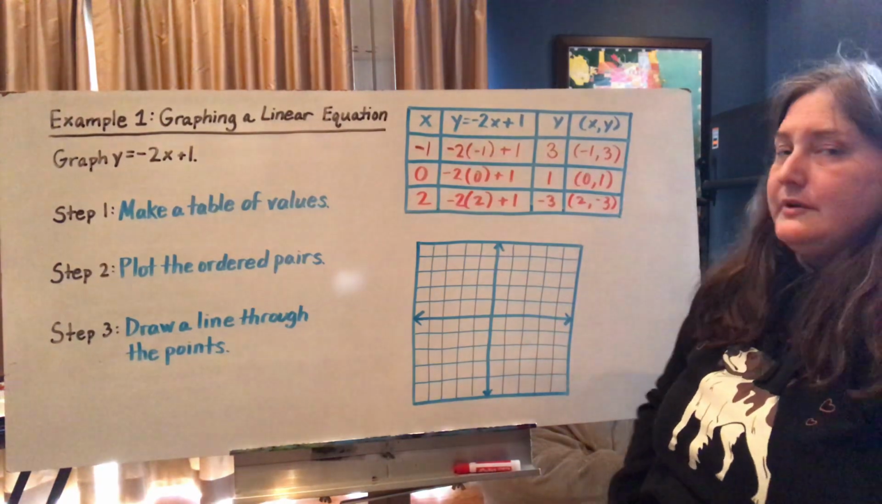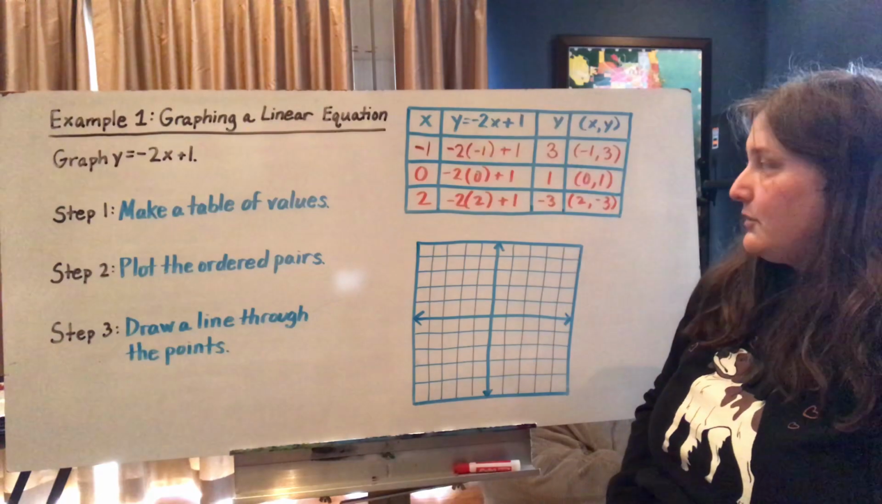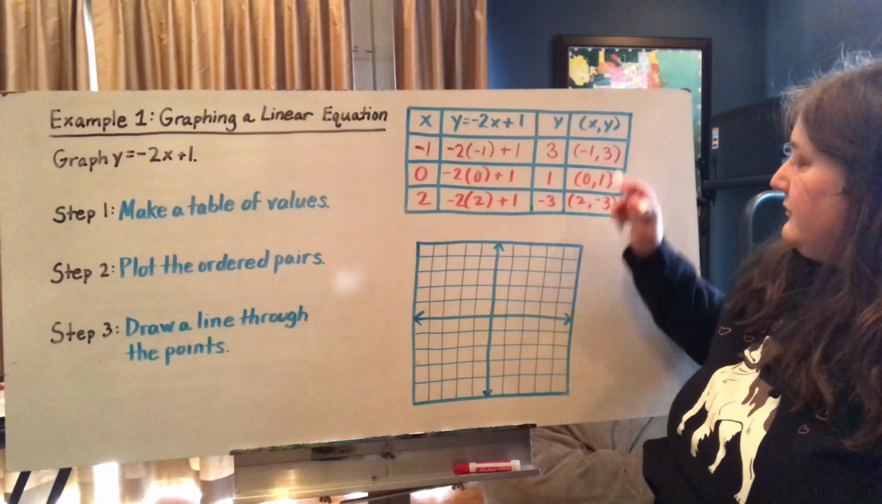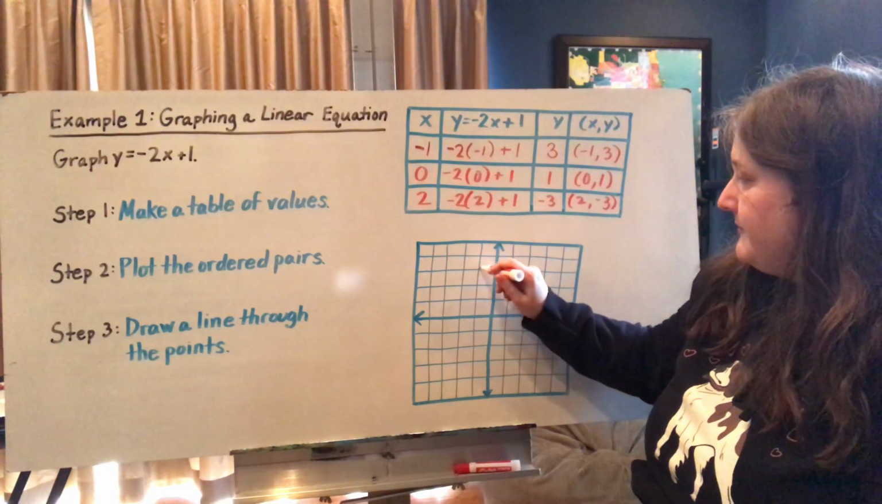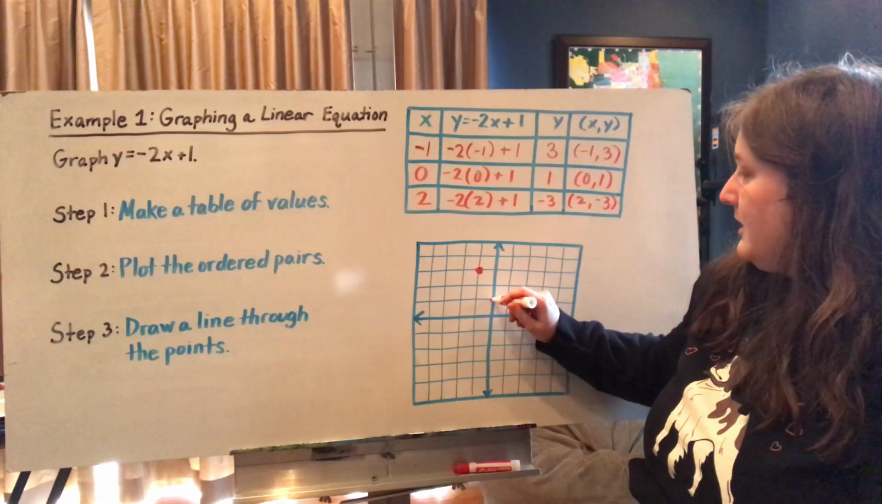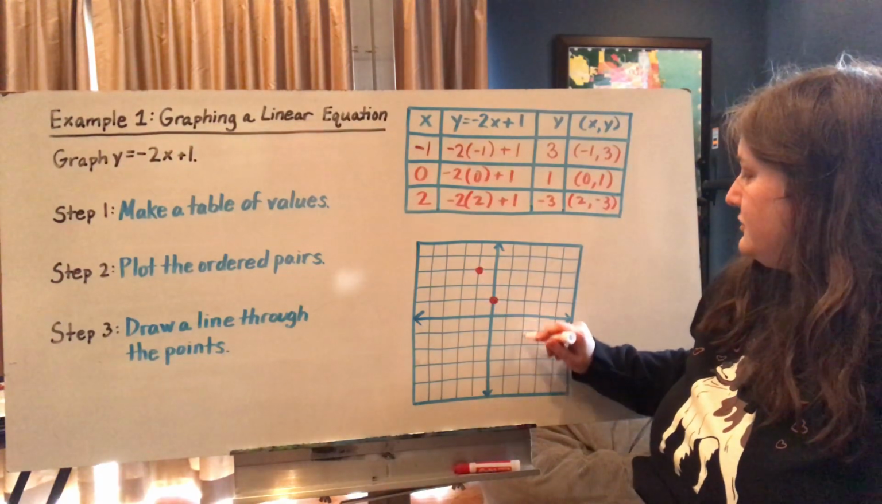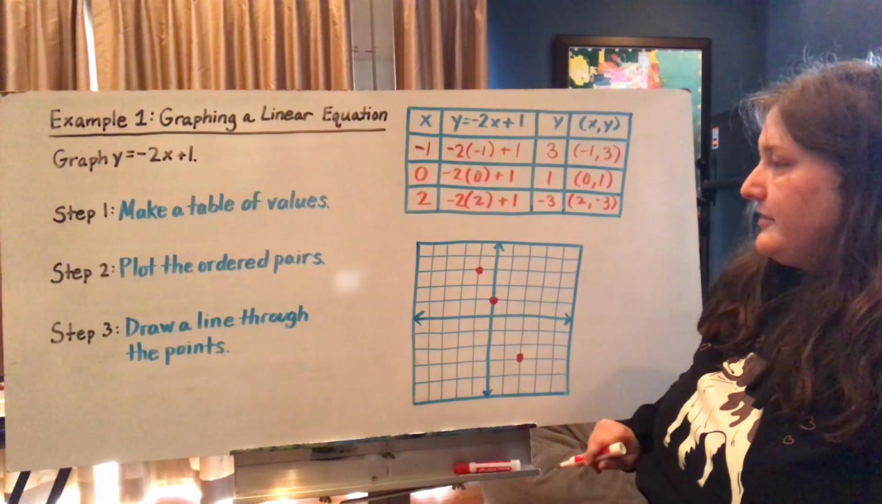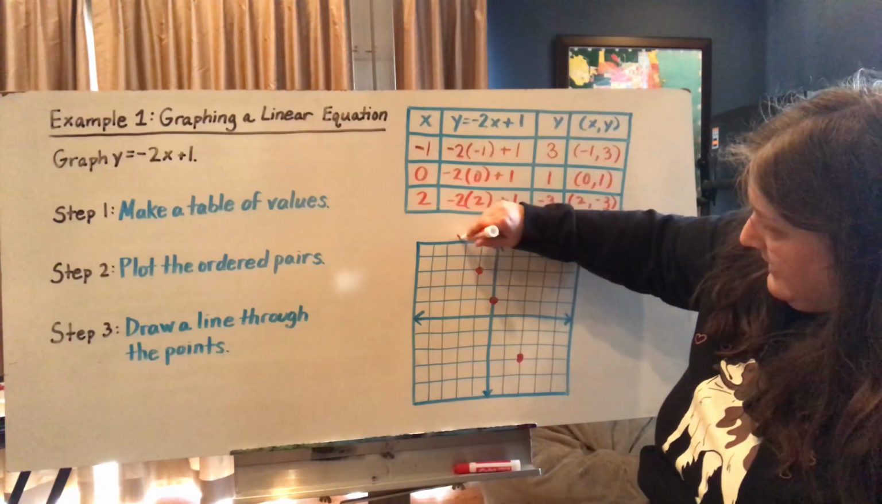The next thing I'm going to do is I'm going to plot these ordered pairs on my coordinate graph. So -1 comma 3, 0 comma 1, and 2 comma -3. And the last thing I'm going to do is draw a line through the points.